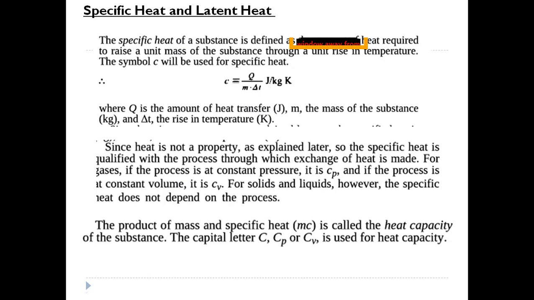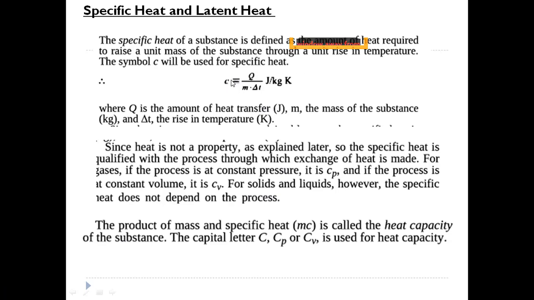Since heat is not a property, for gases we take specific heat depending on the process. If the process is at constant pressure, it is denoted with Cp, that means specific heat at constant pressure. If the process is taking place at constant volume, we denote it with Cv. This is only for gases. For solids and liquids, specific heat does not depend on the process, so we will take c only.